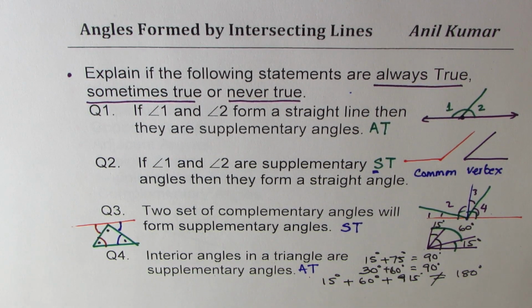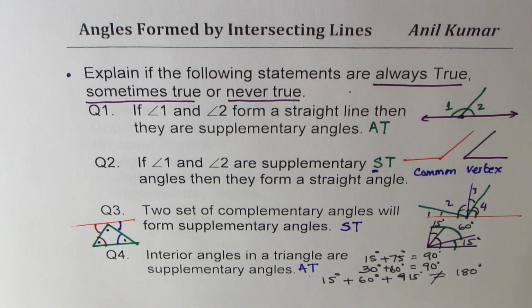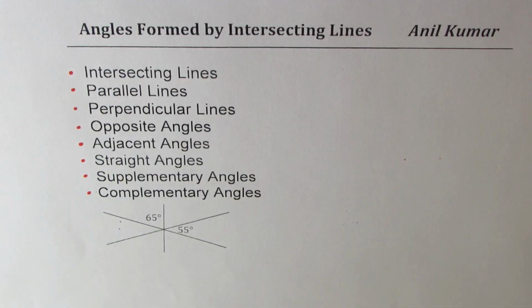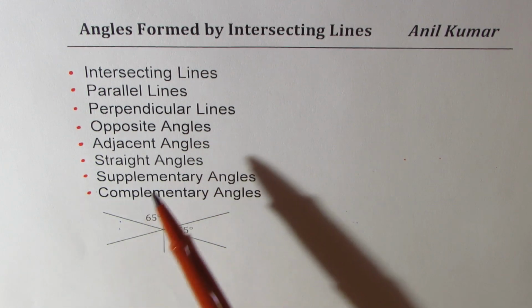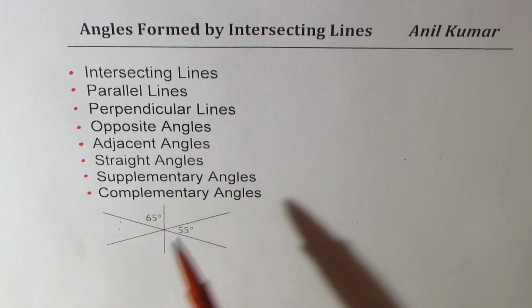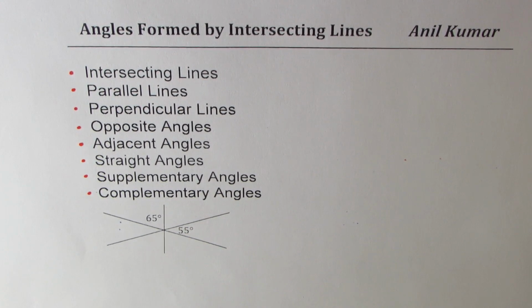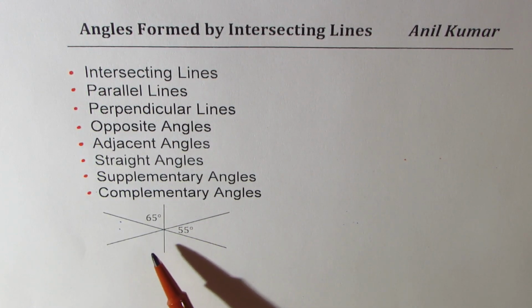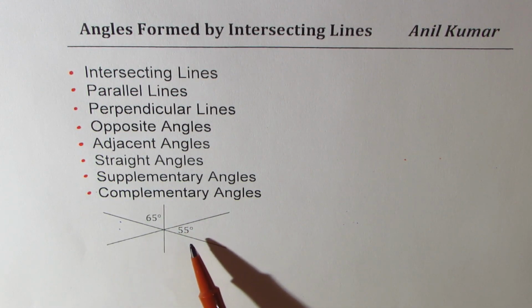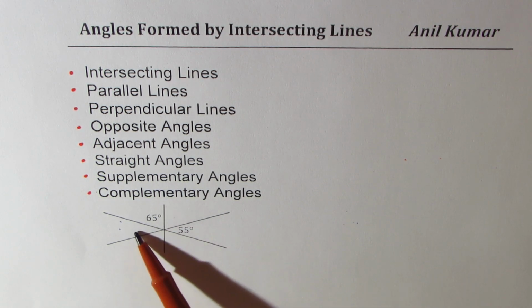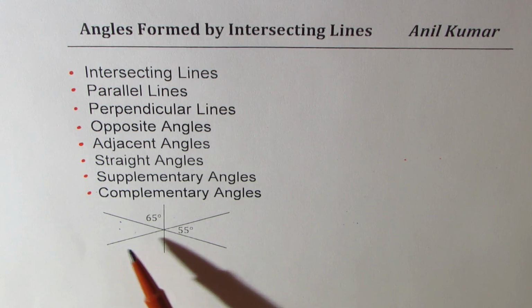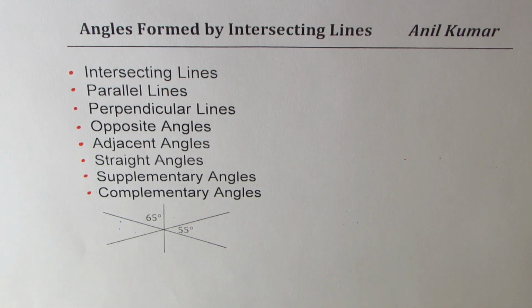Perfect. So I hope you enjoyed these 4 examples. They are extremely useful. So let's get back to our original page. So we have learned about intersecting lines, parallel lines, perpendicular lines, opposite angles, adjacent angles, straight angles, supplementary angles, and complementary angles. Here is the last question for you. So we are given 3 intersecting lines with 2 angles. I would like you to pause the video and write down possible values of the missing angles. Let's see how to do it.